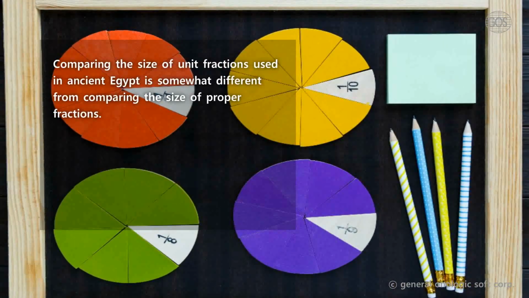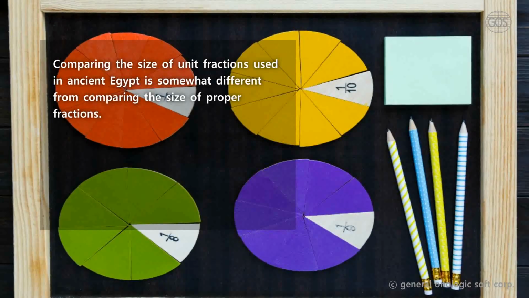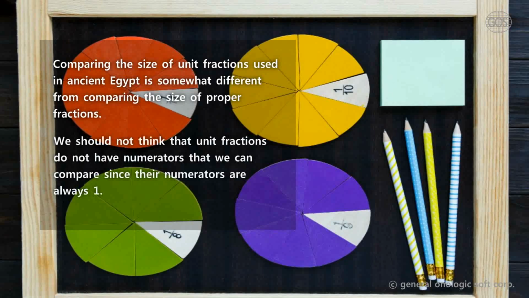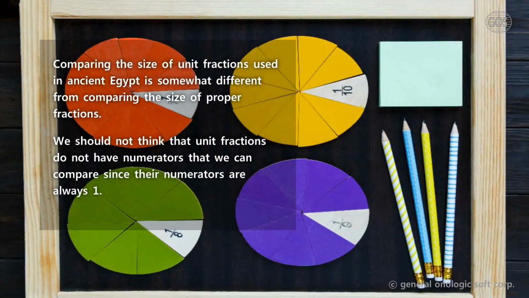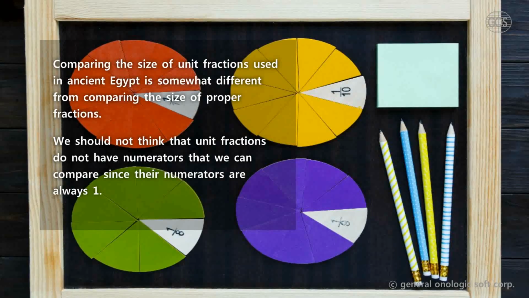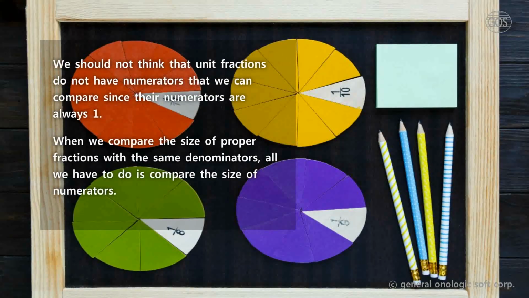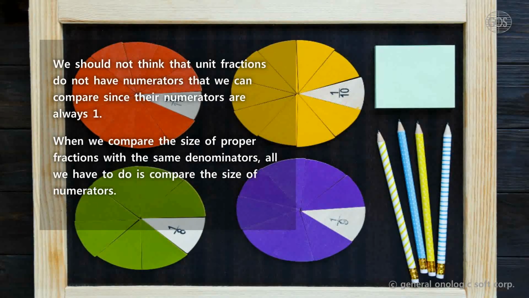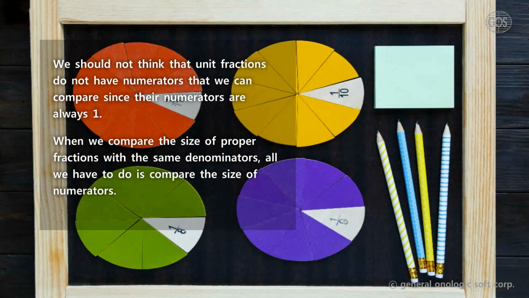Comparing the size of unit fractions used in ancient Egypt is somewhat different from comparing the size of proper fractions. We should not think that unit fractions do not have numerators that we can compare, since their numerators are always 1. When we compare the size of proper fractions with the same denominators, all we have to do is compare the size of numerators.